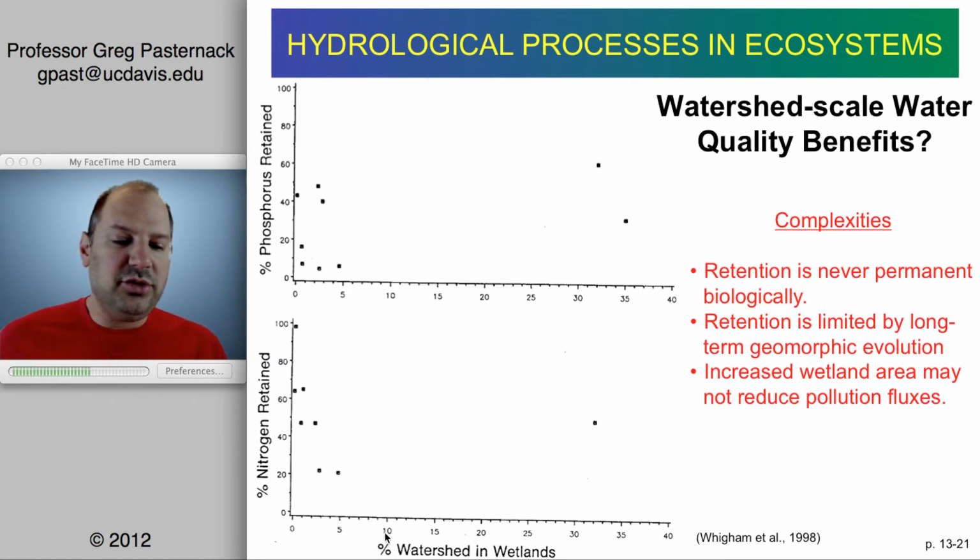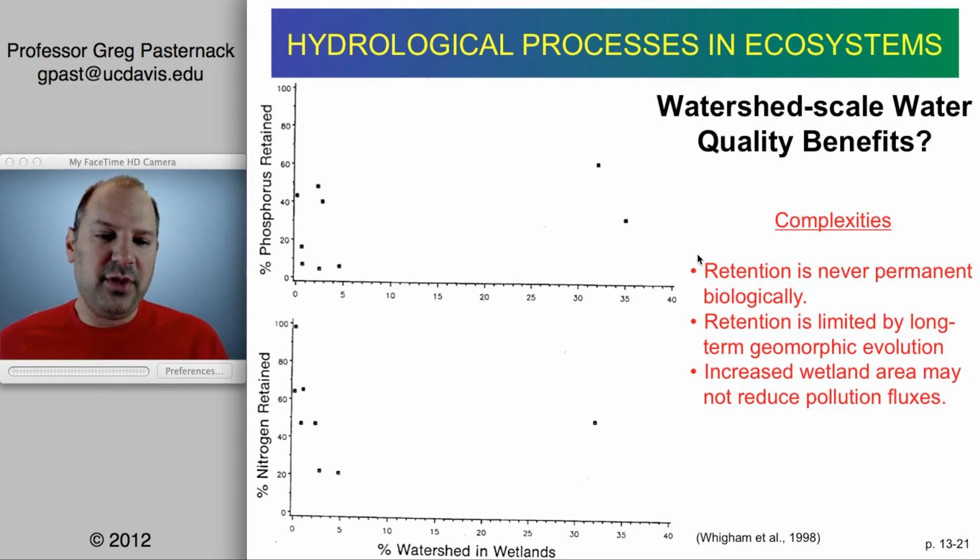This is already an older study now, but it's the only one I've come across that tries to show this, and it doesn't show a trend at all. So percent phosphorus retained, there's examples with small amounts of wetlands and then larger amounts. But another thing is it's very hard to find watersheds with a wide range of percent wetlands in them in order to do this. But there are some additional complexities that would help to explain why the functionality wouldn't necessarily be so simple.